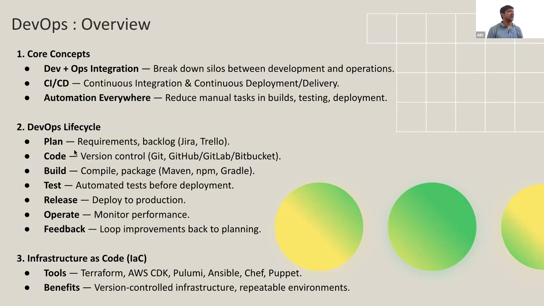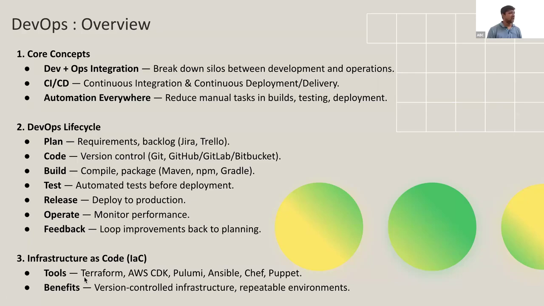So in the DevOps lifecycle, they have to plan. Just like any other software development, for the infrastructure also, for DevOps also, you have to really plan, code, build, test, release, operate, and get the feedback. So this entire cycle has to be carried out.